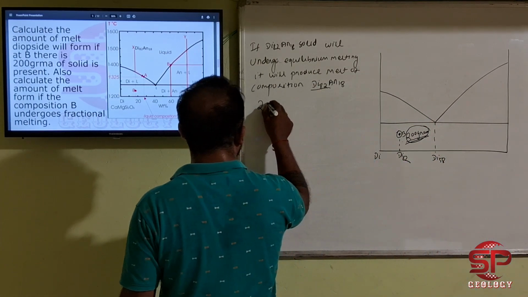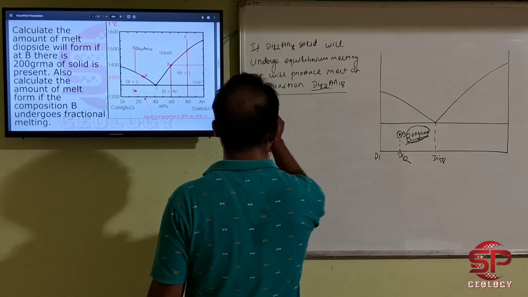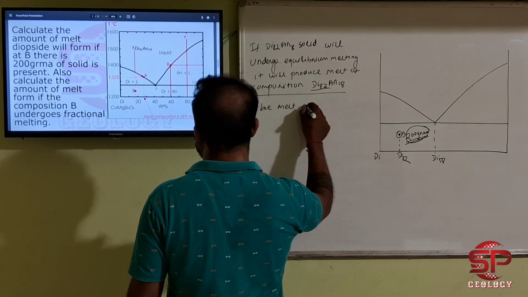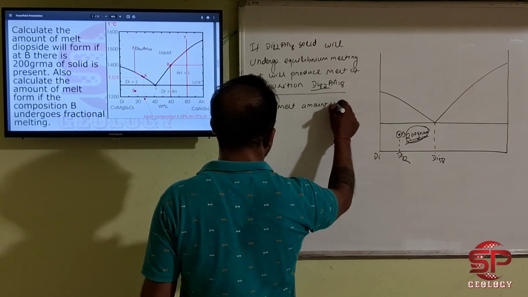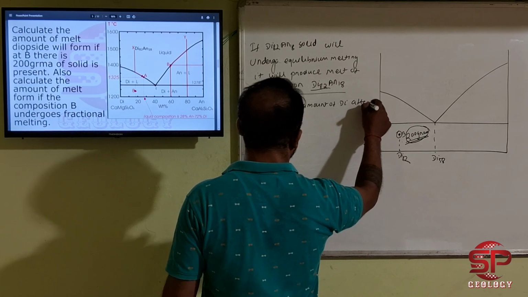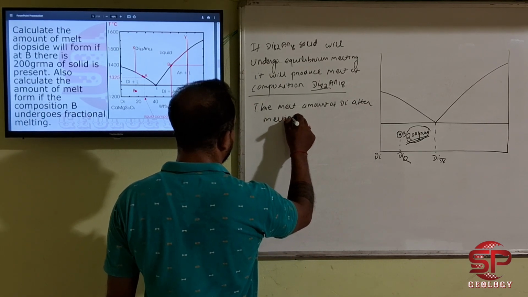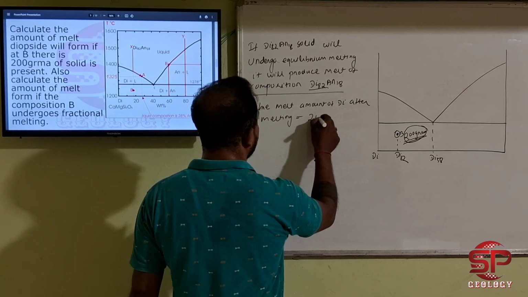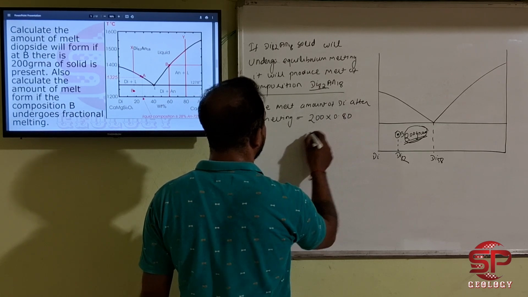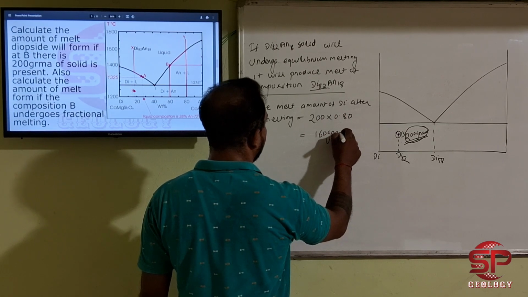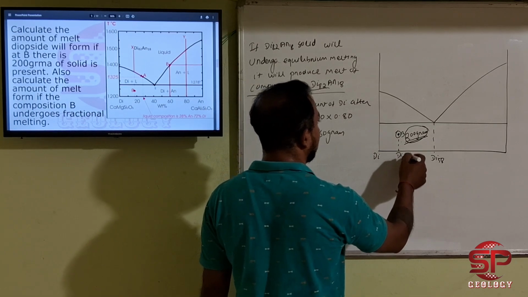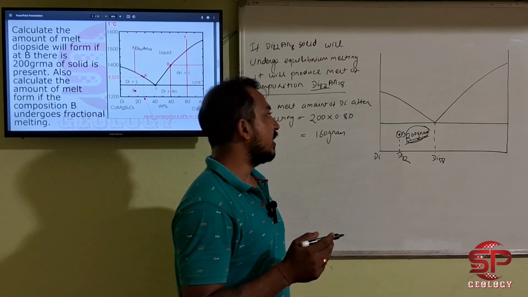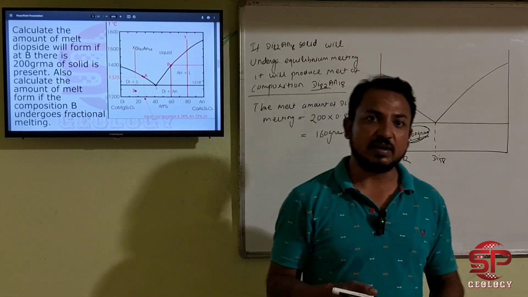So we just have to calculate the amount of diopside in the melt after melting. It will be 200 into 0.8, which is 160 gram, because the amount of diopside present in the solid will be equal to the amount of diopside present in the liquid or melt after equilibrium melting.